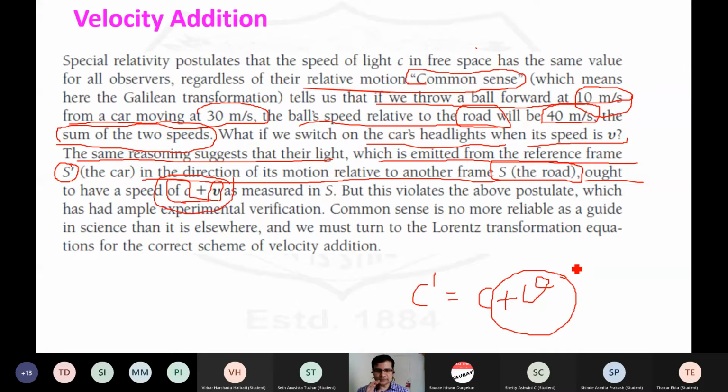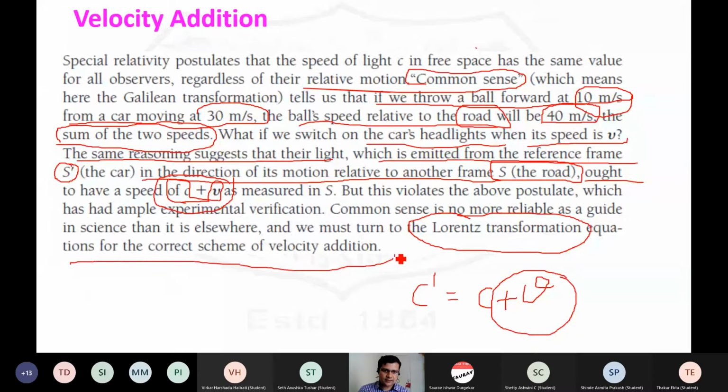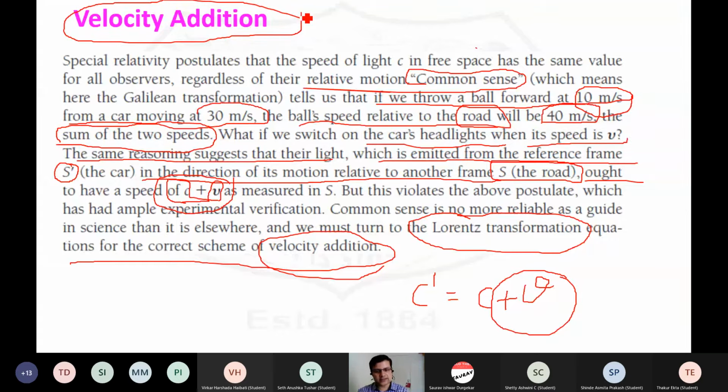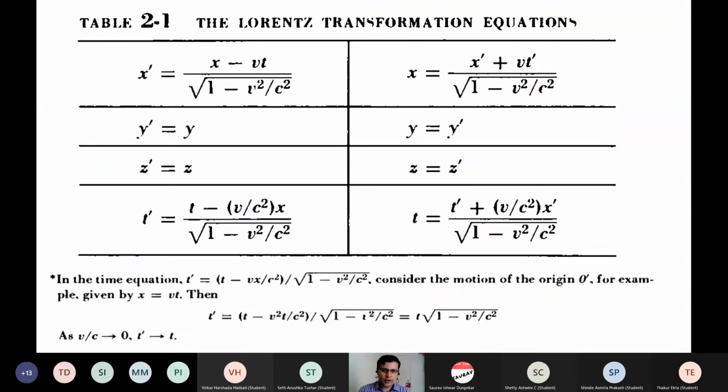So what do we need to do for this correction? We need to use the corrected transformations, the Lorentz transformations, to correct the velocity addition rule, the velocity addition formula. The classical relation that the Galilean transformation gives, c plus v, needs to be corrected. So what are the Lorentz transformation equations?